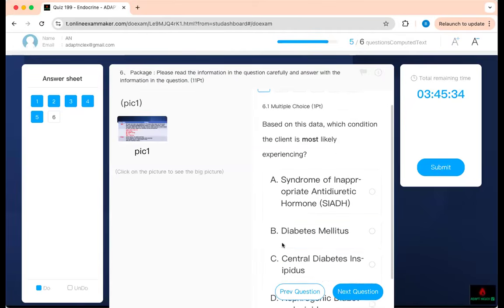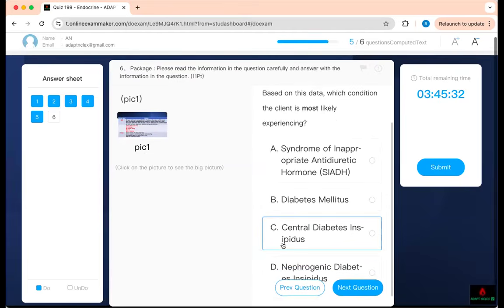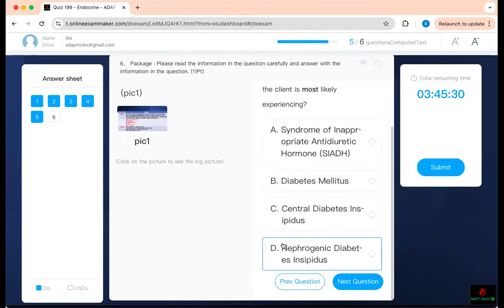Then you use it to answer the question. Therefore, based on the data, which condition is the client most likely experiencing? It's not SIADH. The urine output is too high. It's not diabetes mellitus. We do not talk about glucose. It's central diabetes insipidus. It's not nephrogenic, right? Nephrogenic, you have to be taking some form of medication. Therefore, this is central.